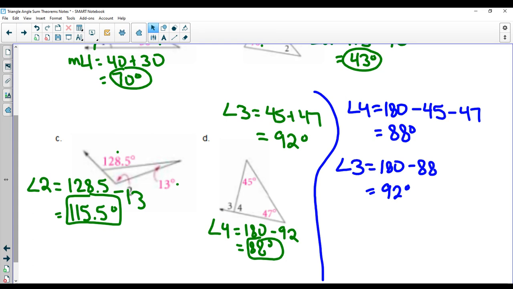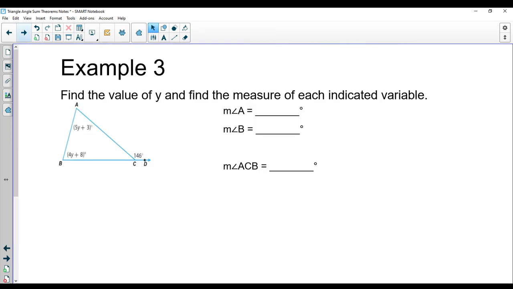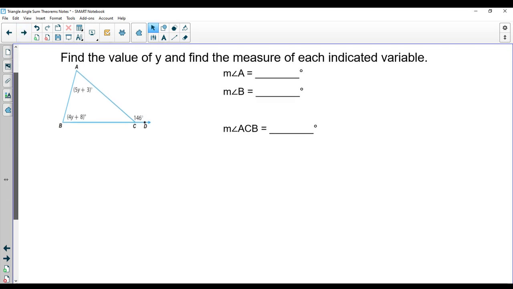All right, one more example. So we're going to find the value of the variable y, and then we're going to find the measure of each indicated angle. So when we get done and find y, I want to know what angle A is, what angle B is, and then ACB. So we'll get there in just a second. All right, let's do blue, my favorite color.